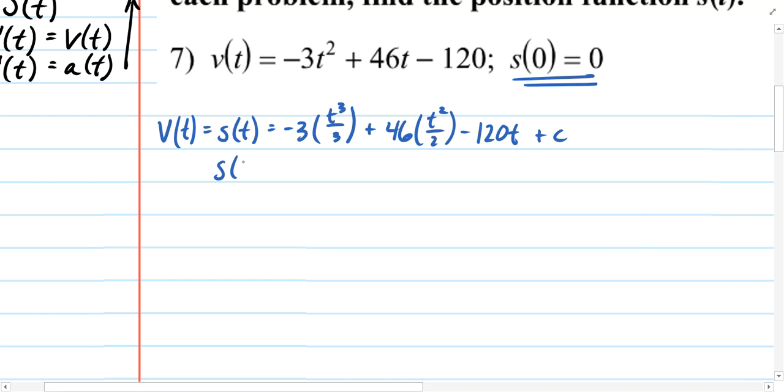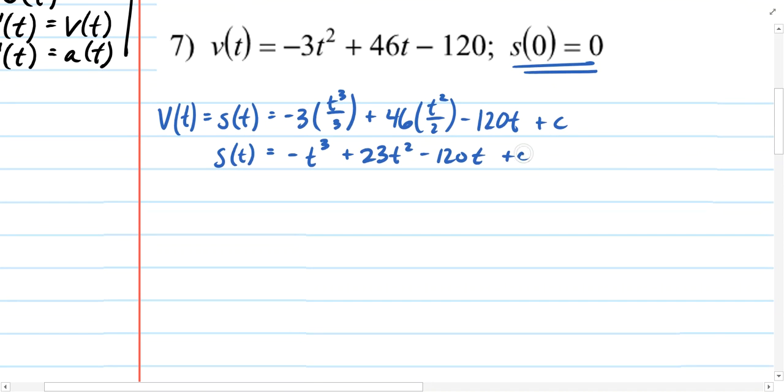So I'll drop the antiderivative notation here. That was just to remind myself of how these two equations are related. And then I'll clean things up just a little bit. This negative 3 and this positive 3 will reduce to 1. So we're now dealing with negative t cubed. 46 divided by 2 is 23 t squared minus 120 t plus c. Now here again, we need to know what this c value is. It could be any numerical constant.